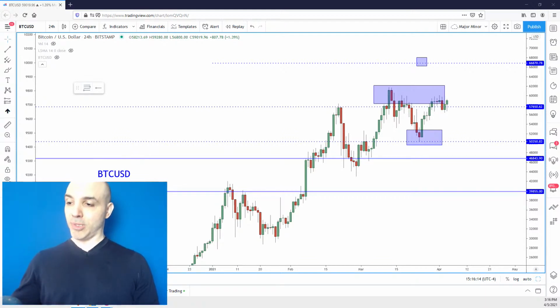FOMC minutes. That's at 2 p.m. Eastern time. That's on Wednesday. Now the minutes are, unless there are any surprises hidden in them, usually not a big deal. But sometimes the market will act stupid and it'll wait for that number to come out. I don't know why. It's irrational. Hey, that's the market. Now on the 8th at 12 p.m., that's Thursday, we have Fed Chair Powell's speech.